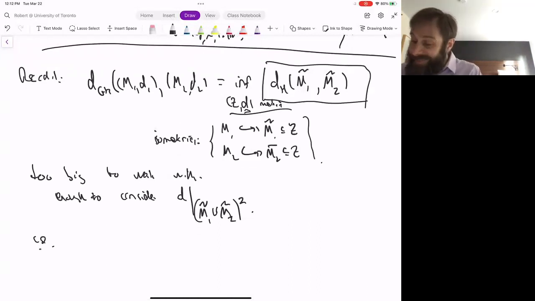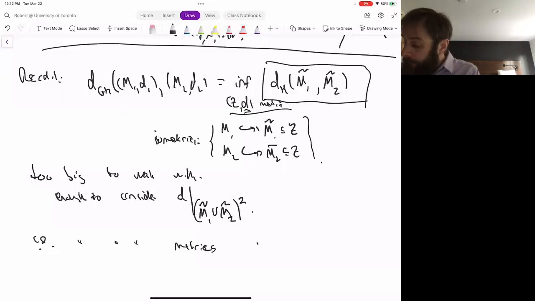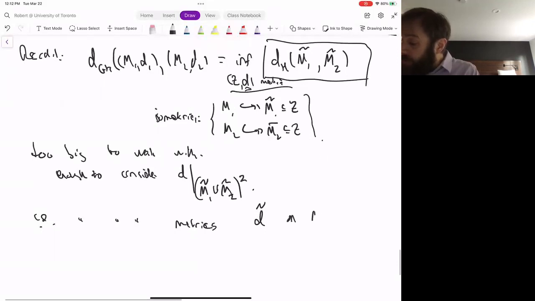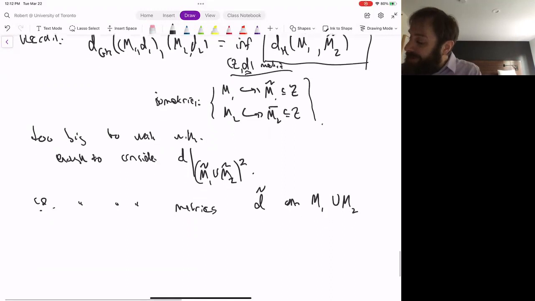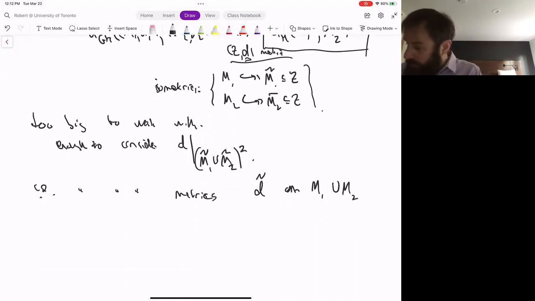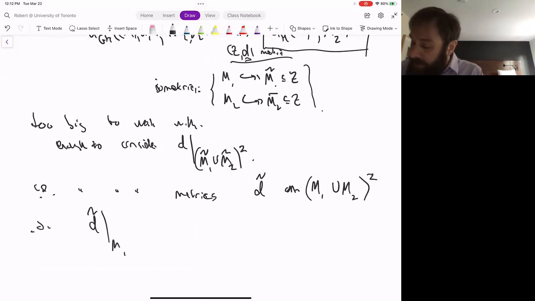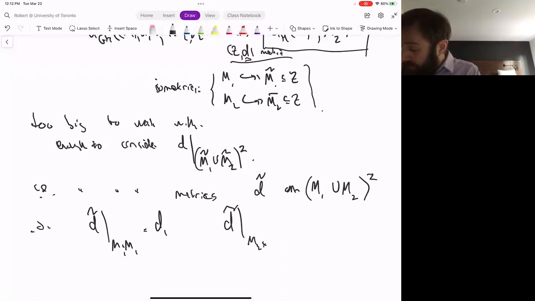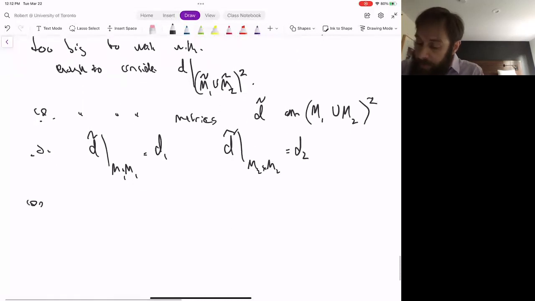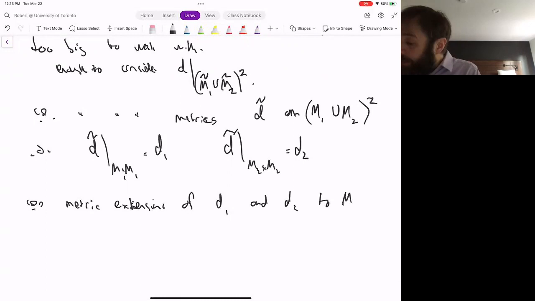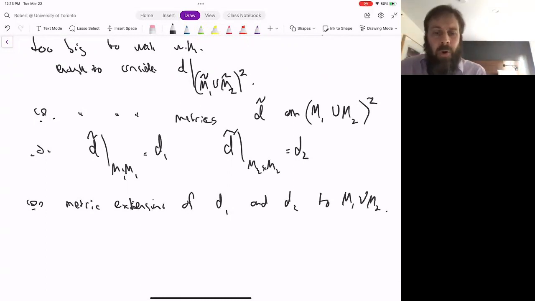Another way to say that is it's enough to consider metrics, let's say D tilde, on the union of M1 and M2, or not necessarily disjoint, but on the union, whose restriction, of course, a metric is always a metric on the product space, such that when I restrict D to M1 cross itself, I get D1, and when I restrict D to M2 cross itself, I get D2, i.e., metric extensions of D1 and D2 to M1 union M2. And that's a little bit more of a tractable thing to think about.